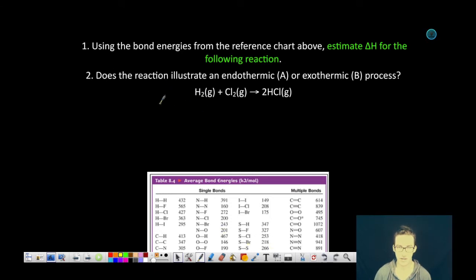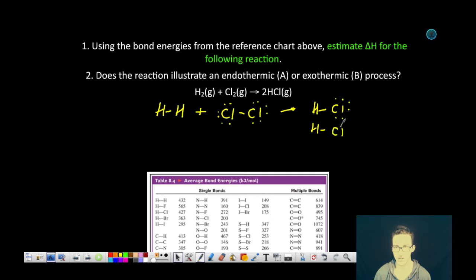I will sketch out here my Lewis structure for hydrogen, which is just a single bond because they each have one electron to share. Chlorine, on the other hand, although it is also singly bonded to the other chlorine, will have several pairs of unshared electrons around each of the chlorine atoms. And then we're making 2 moles, or I'll draw 2 molecules of the HCl gas here, where again you should recognize that the chlorine will have several lone pairs of electrons that are unshared in its Lewis dot structure.